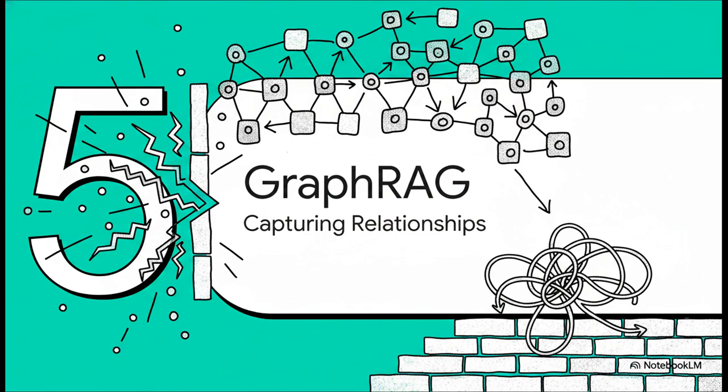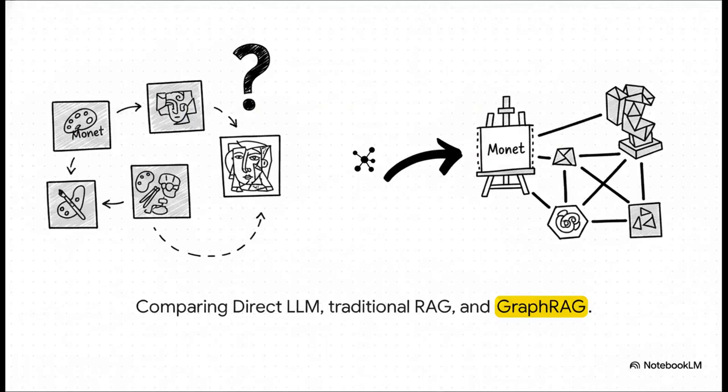Section 5. Capturing relationships with GraphRAG. But even with amazing multimodal embeddings, flat, dense vectors can still hit a wall. They really struggle when you ask about complex, interconnected relational knowledge. For instance, if you ask a system, how did Monet influence Picasso? Traditional RAG might just retrieve isolated chunks of text about Monet and other chunks about Picasso. It completely misses the actual influence relationship between them.